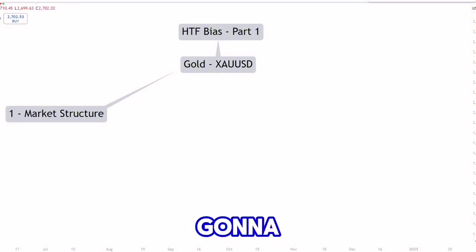In part one, I'm going to introduce you to the 4-pillar process that I use, right? 4 pillars I use to determine a higher time frame bias on any market, be it Forex, futures, options, even crypto. But here we're going to be focusing on gold or XAU USD. This is one of the most popular markets traded all across the world, right? So XAU USD, but this applies to any particular pair.